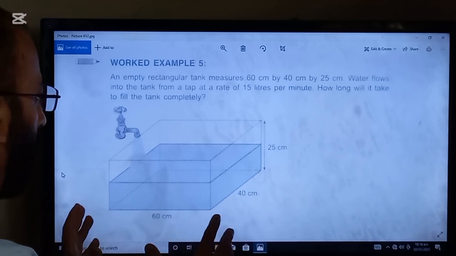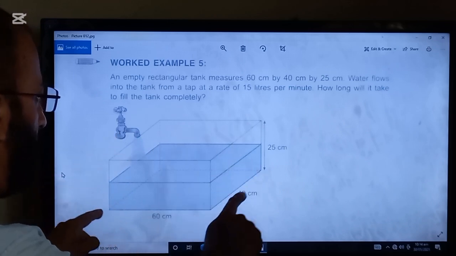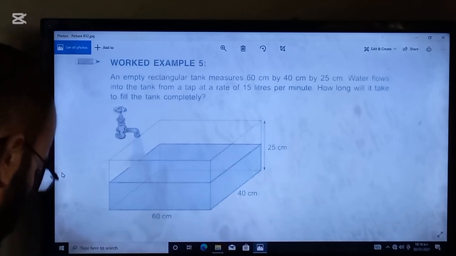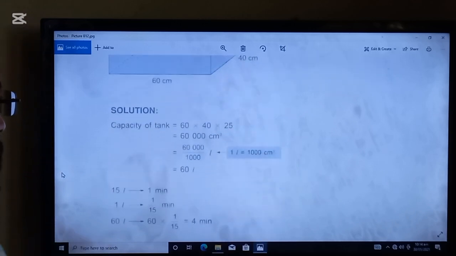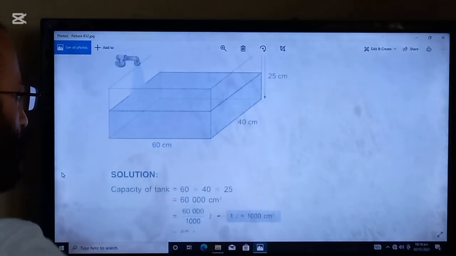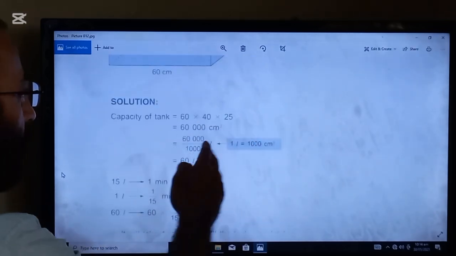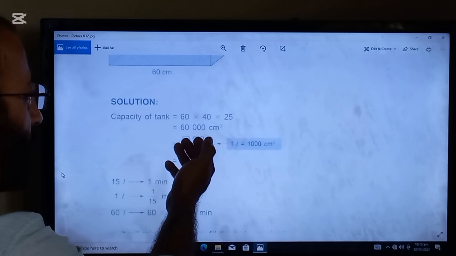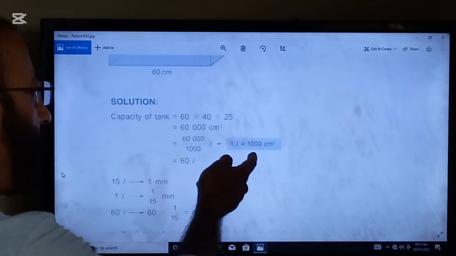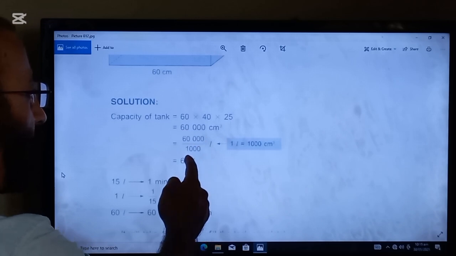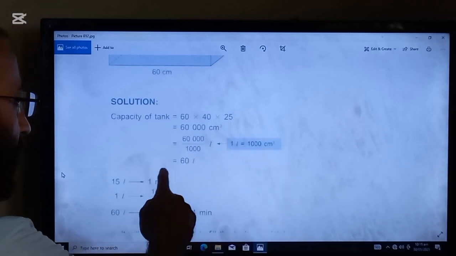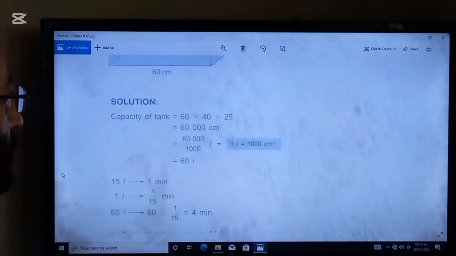So the method to solve this question will be, first we will find the full capacity of the tank by using these dimensions. So look now. The capacity of the tank is 60 into 40 into 25. Here are the dimensions. Multiplying it on the calculator, we will get the answer 60,000 centimeter cube. We will convert this unit into liters by dividing this value by 1000 because 1 liter is having 1000 centimeter cube. So this is the full capacity of the tank.